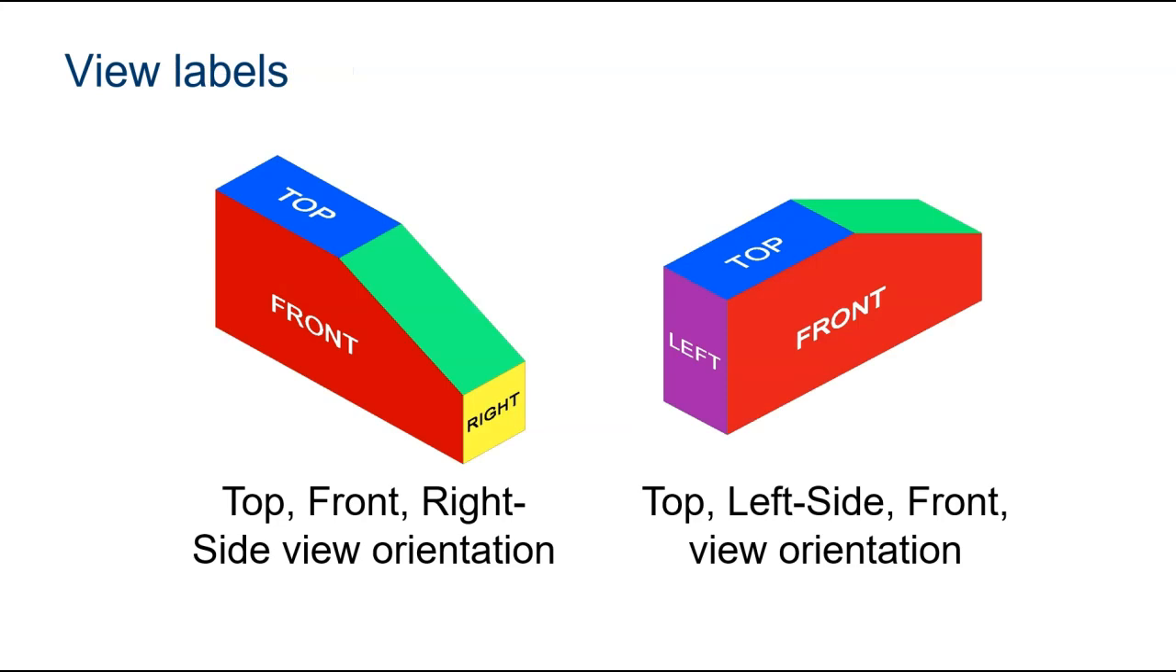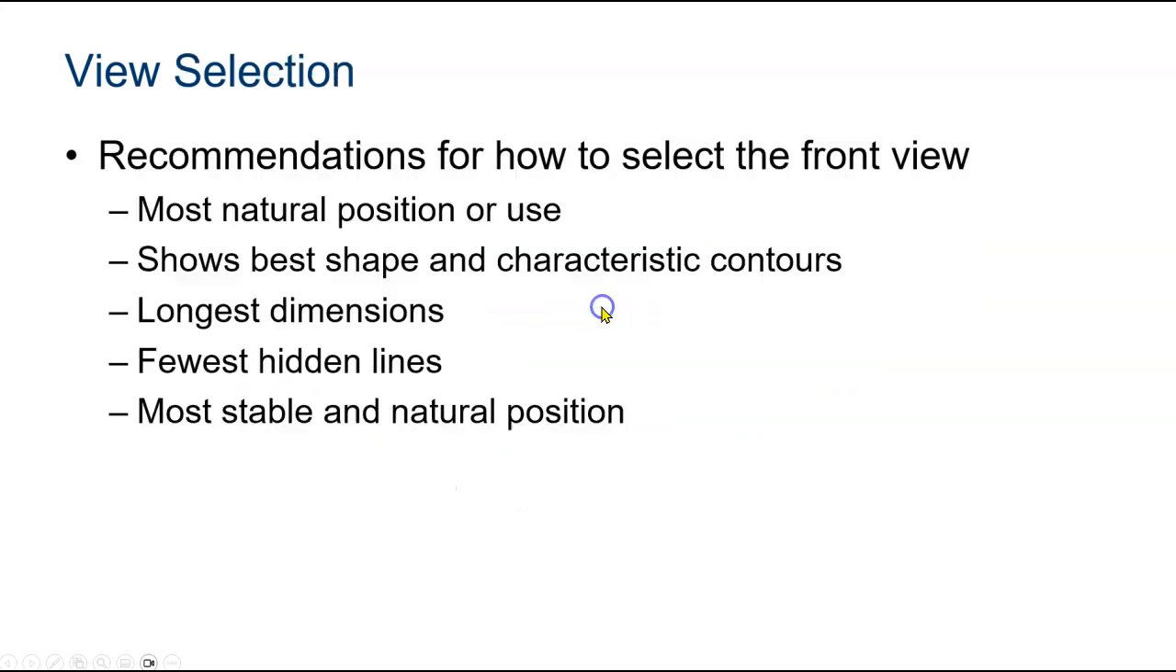So let me go back. The longest dimension, so the bottom here, that's going to be the longest dimension. That's why we chose the front view. It usually has the fewest hidden lines, and you'll learn more about that later on. And it's the most stable and natural position. So the view of the side that provides the most information about the object is generally chosen as the front view. Finding the best front view of a part can be difficult.